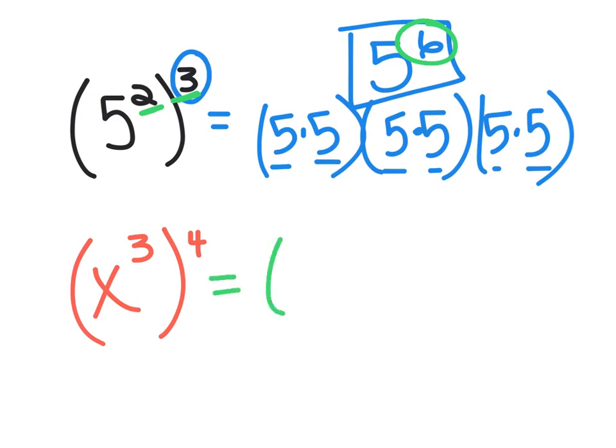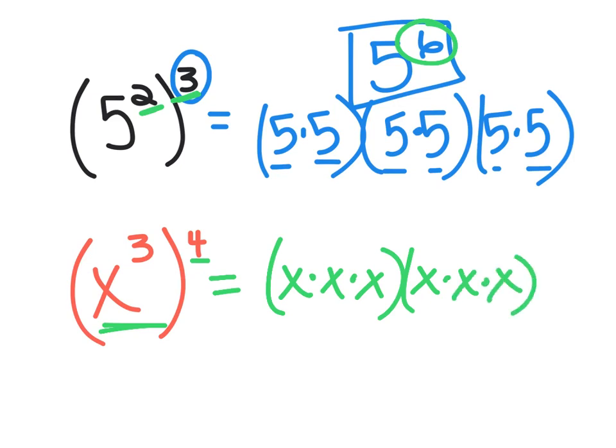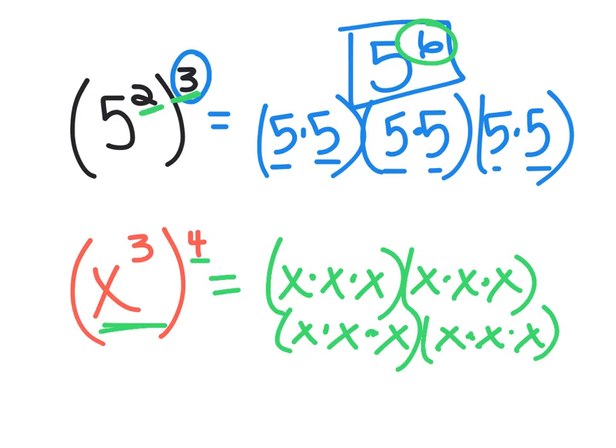Again, I can write it out the long way. So x cubed, that's the same as saying x times x times x. And it wants that 4 times. So I have to do that. Same thing, I'm going to repeat it. x times x times x, and then I'll do it again, x times x times x, 4 times. And then if I combine those, it would be the same as x to the 12th. So my simplified answer for that one is x to the 12th.